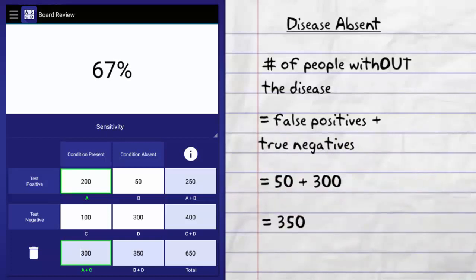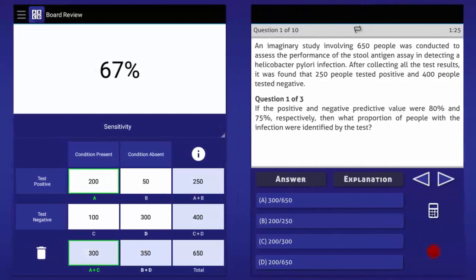Now let's go back to our question. 300 over 650 is the prevalence of H. pylori infection in this cohort, so A is wrong. 200 over 250 is the positive predictive value, so B is wrong. 200 over 650 is the proportion of true positives in this entire cohort. The correct answer is thus C. The proportion of people with the infection who tested positive, that is the true positive rate, which is the sensitivity of the test, is 200 over 300.